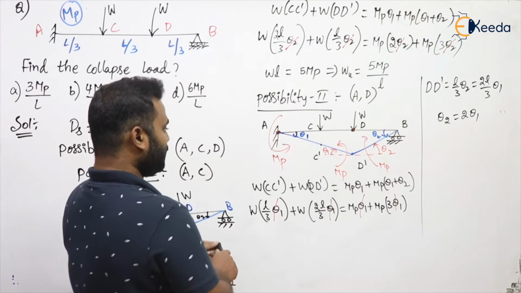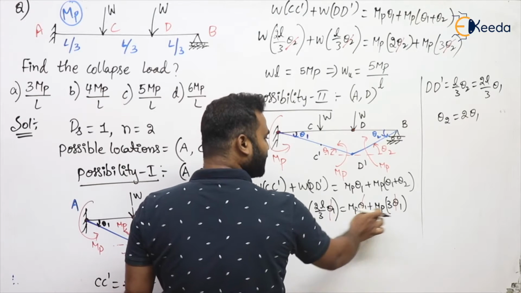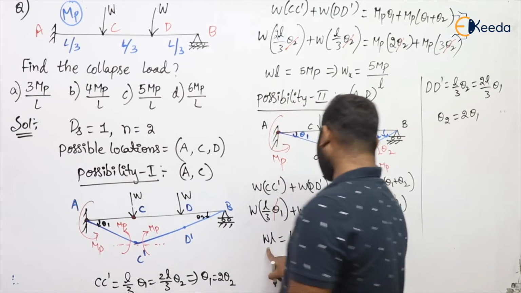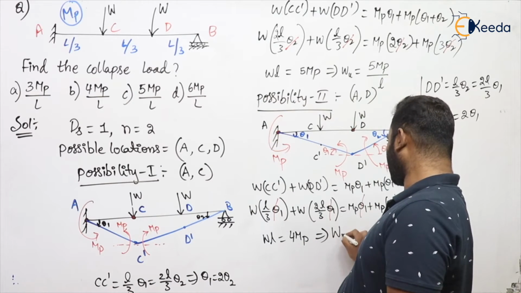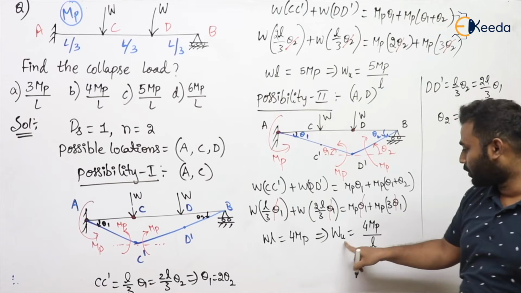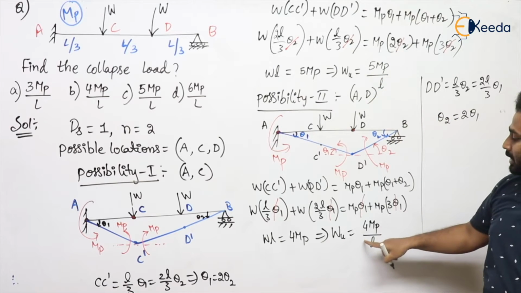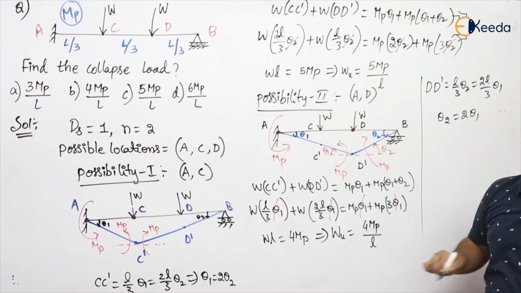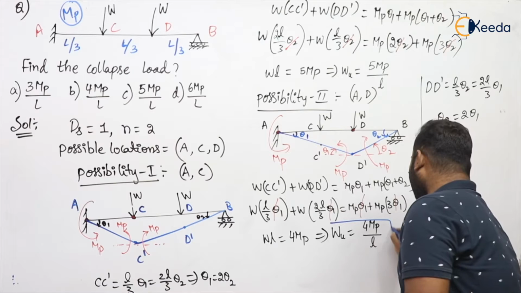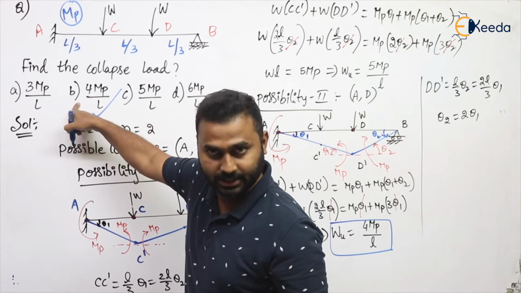Upon simplifying, L by 3 plus 2L by 3 is simply L. So WL is equal to MP plus 3MP, so 4MP. Finally, the collapse load WU is equal to 4MP by L. In the first case we got collapse load as 5MP by L. In this case we get collapse load as 4MP by L. Now which is minimum? Obviously this is minimum, that is 4MP by L. Therefore that is considered as the true collapse load for the given beam. That is, option B is correct.